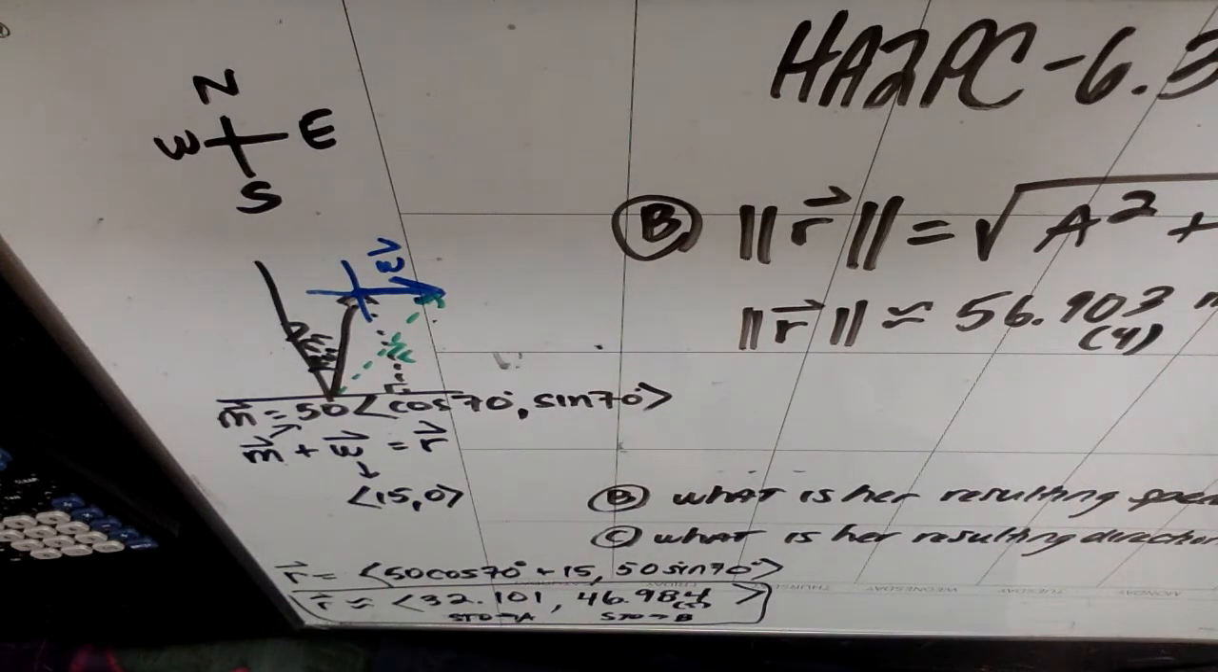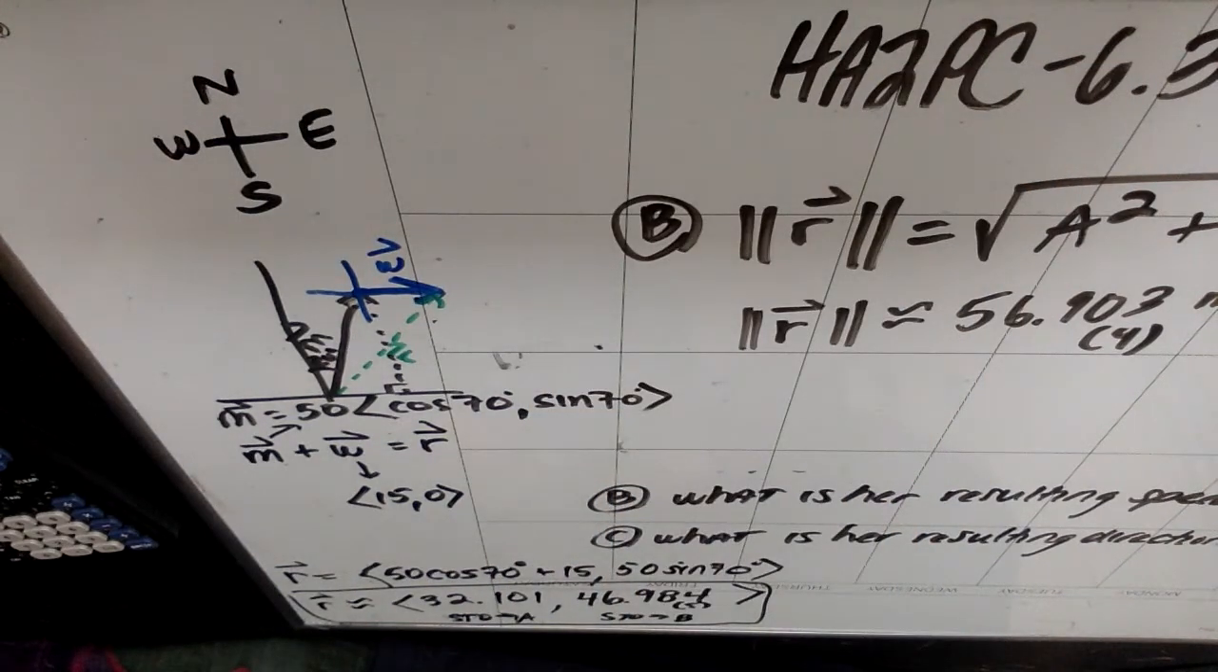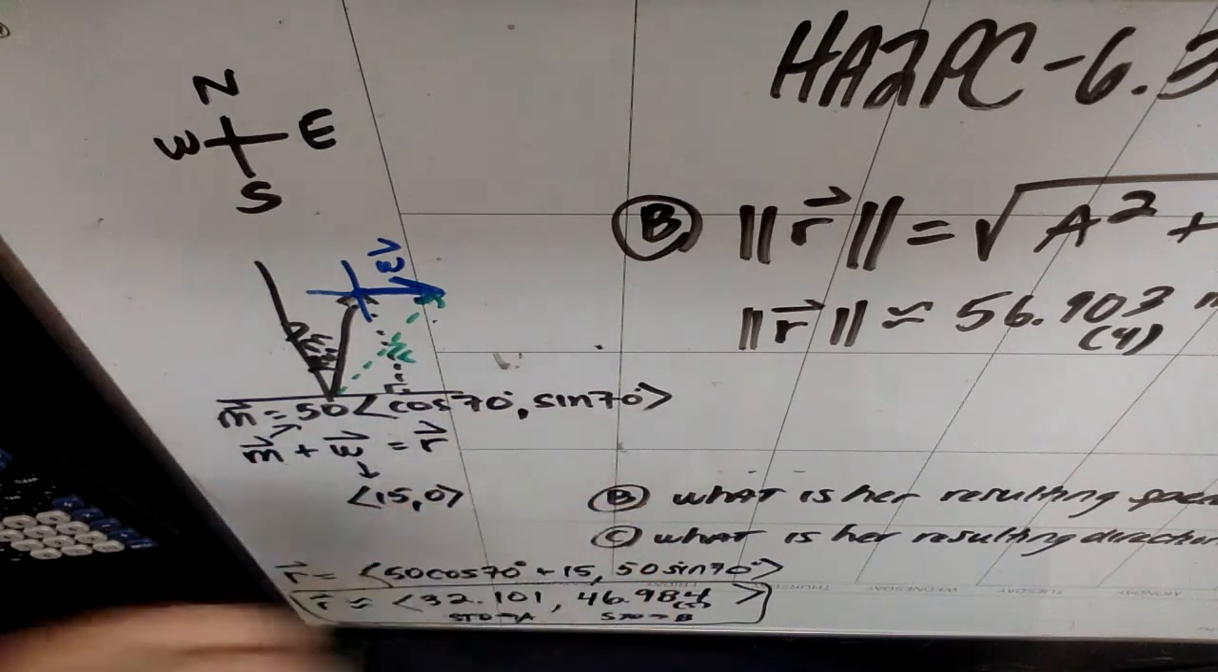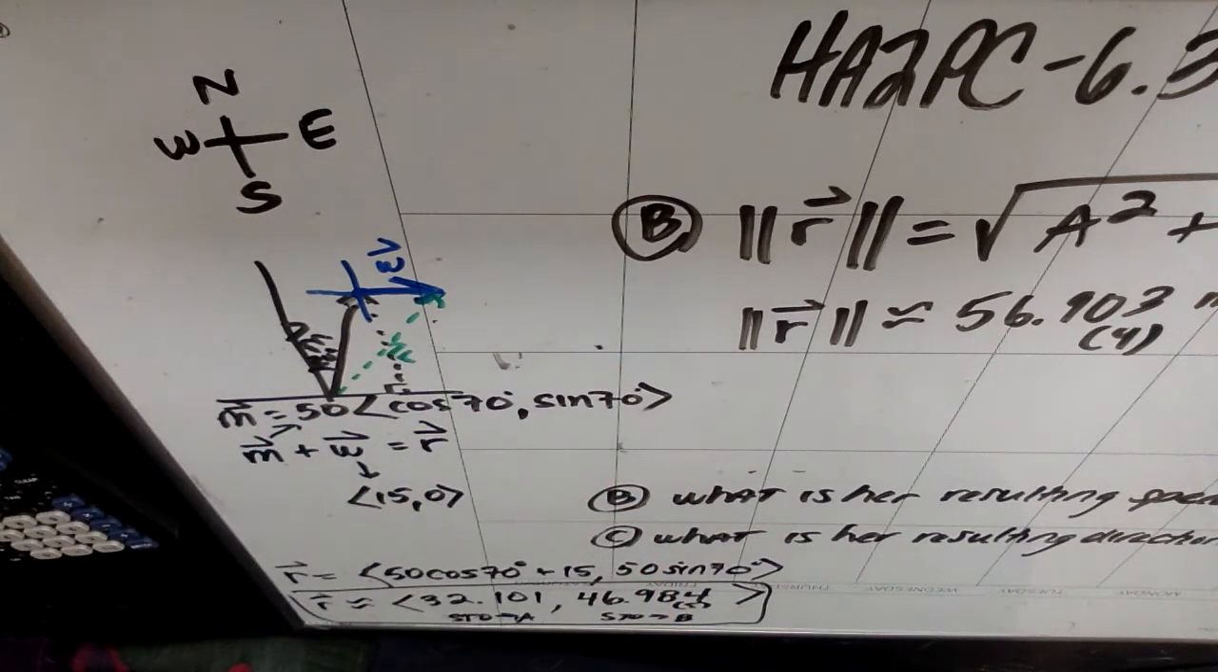It does make sense that the wind sped her up, right? Because she's not going against the wind; the wind is actually pushing in the direction she's going. If she'd been flying against the wind, it would slow her down, but notice that she was already going east, and then the wind went more east. And then what is her resulting direction?